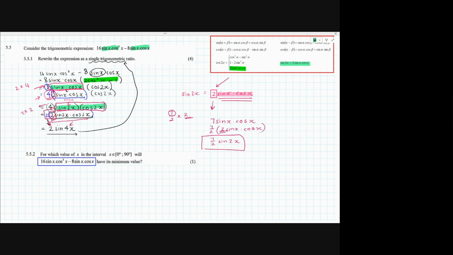Remember, you have just shown that this 16 sine x cos cubed x minus 8 sine x cos x is exactly the same thing as 2 sine 4x. Exactly the same thing.